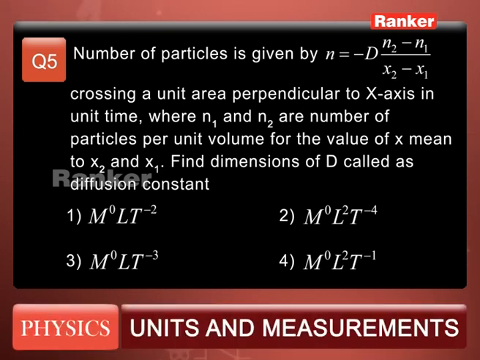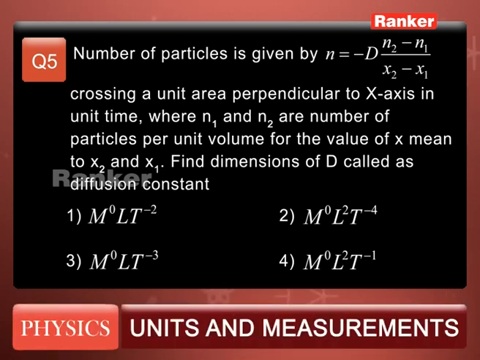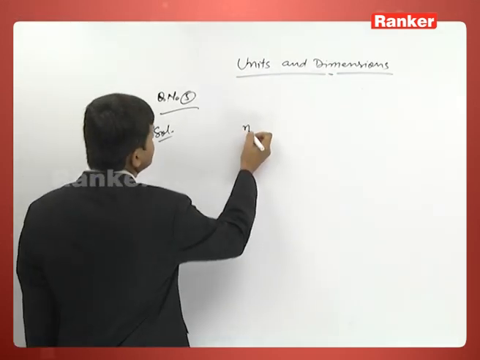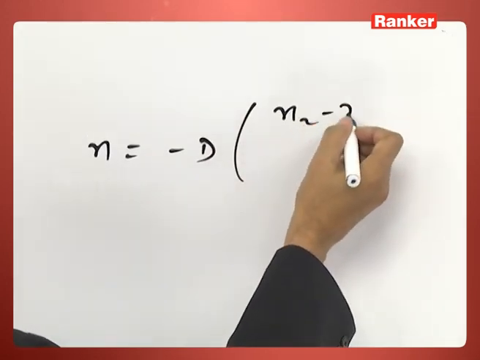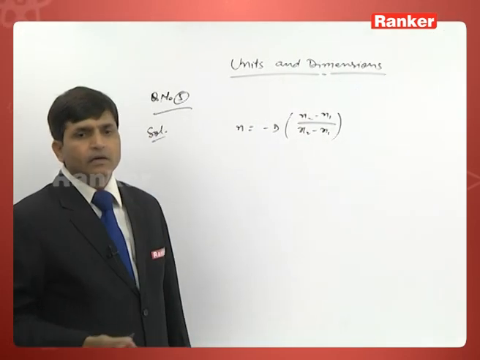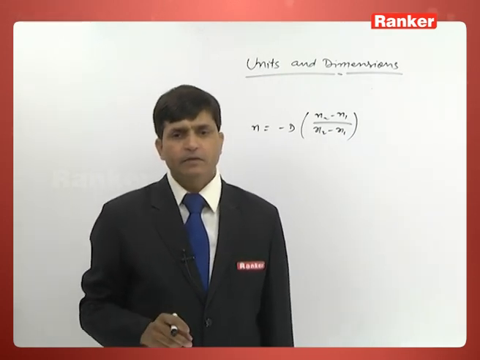The first option is M to the power 0 L T minus 2. The second option is M0 L square T minus 4. Option 3 is M0 L T minus 3. And option 4 is M0 L square T minus 1. So now see how to solve this one. As given here, n is equal to minus D, n2 minus n1 by x2 minus x1, where n is the number of particles per unit volume.